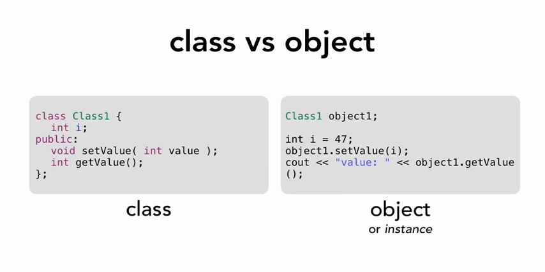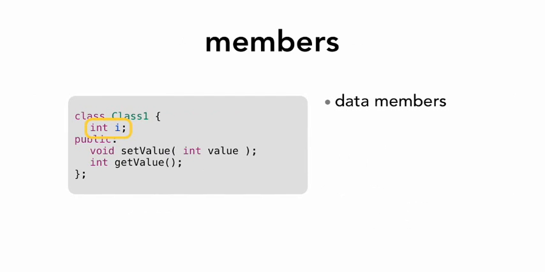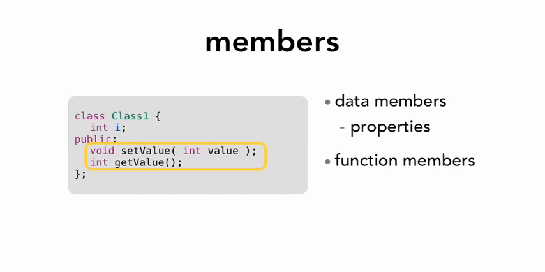The object is also called an instance of a class. Sometimes you'll hear the verb form instantiate to describe the process of creating an object. Members are the contents of an object. There are two types of members. Data members are the members that represent the encapsulated data. Data members are sometimes called properties. Function members are members that represent functions associated with the class. Function members are sometimes called methods.